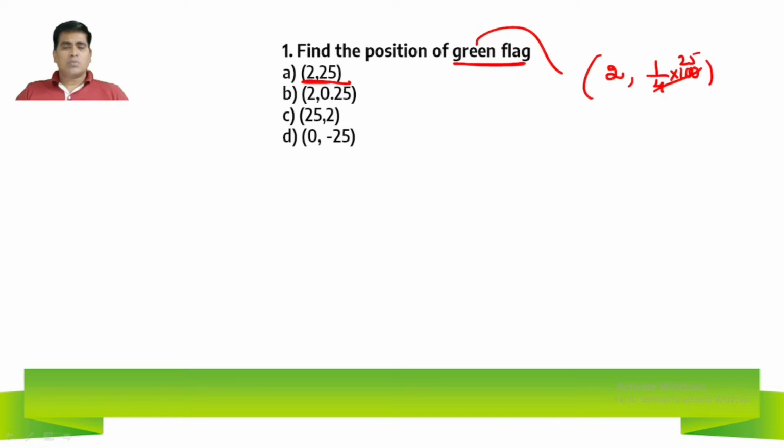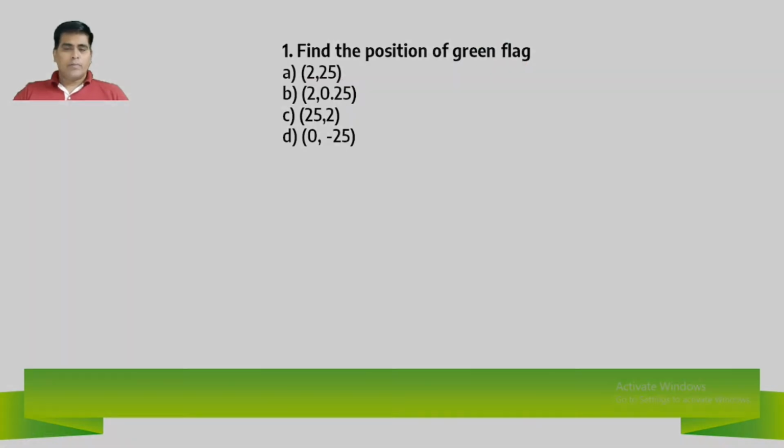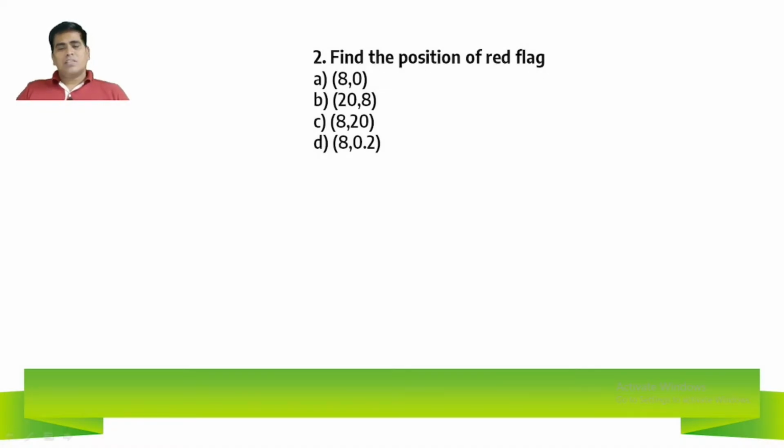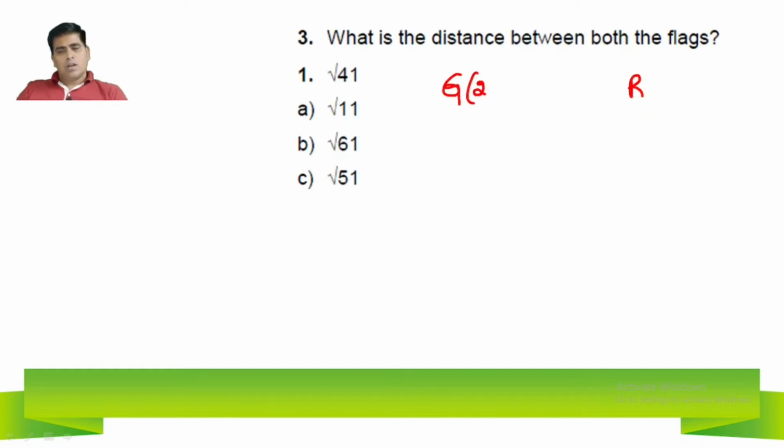So this is Niharika's position, the green flag position. She is holding a green flag and she is running with it. So the position of the green flag is 2 comma 25. I hope you understood. Second one, this is Preet. Preet is running in the 8th line, and she has covered 1/5 of 100, 1/5 of the total distance, 100 meters. So it becomes 8 comma 20. Here, option C is the right option. The red flag position is 8 comma 20.